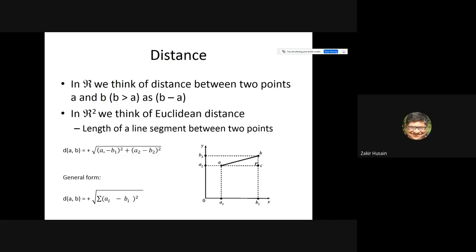Then let us define distance. If we go back to the number line, we have 2 points A and B, and let us assume that B is greater. So the distance between them will be simply B minus A. So if we have 2 points, let us say 4 and 7, the distance will be 7 minus 4, which is 3. Now here we are talking about a one-dimension space, the number line. If we go to R square, we have to think in terms of what is called Euclidean distance.